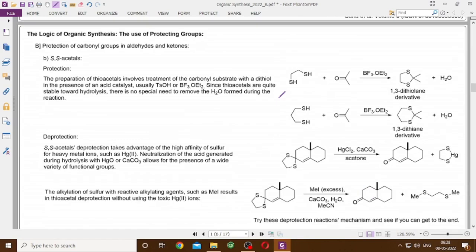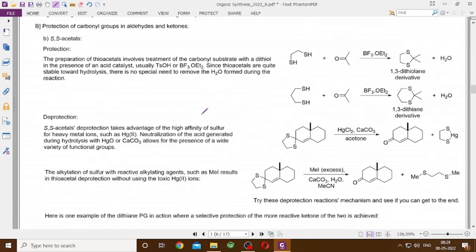The second type of acetal that you can use is the sulfur based acetal, dithioacetals, S,S-acetals. Preparation will require reaction of a 1,2-dithiol or a 1,3-dithiol to give rise to 1,3-dithiolane or 1,3-dithiane derivatives. Water is produced, but because they are more robust towards hydrolysis, generally this removal is not a problem, and these reactions are catalyzed by Lewis acid catalysts such as BF3, etc.